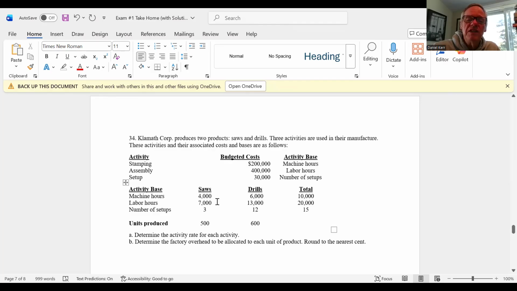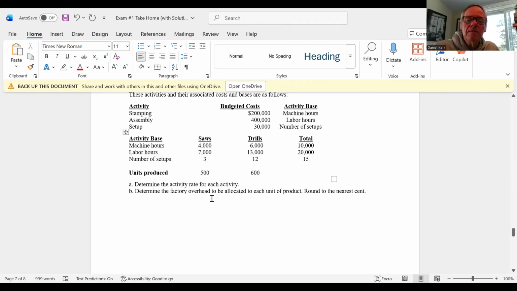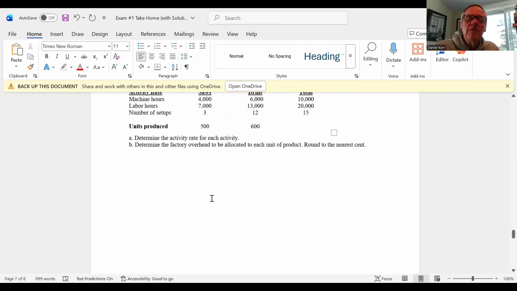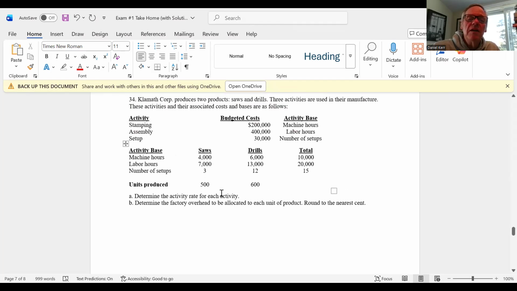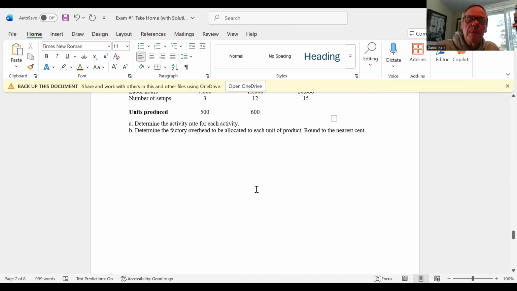Right, so 2 phases here, 2 steps. One, get the activity cost per unit. In this case, it's per machine hour. On this next one, for assembly, it's per labor hour. And for setup, it's per setup. And then you got to multiply by the level of activity. So determine the activity rate for each activity and determine the factory overhead to apply for each product. Okay, and the number of products produced, we had 700 produced for saws, and we had 600 produced for drills.